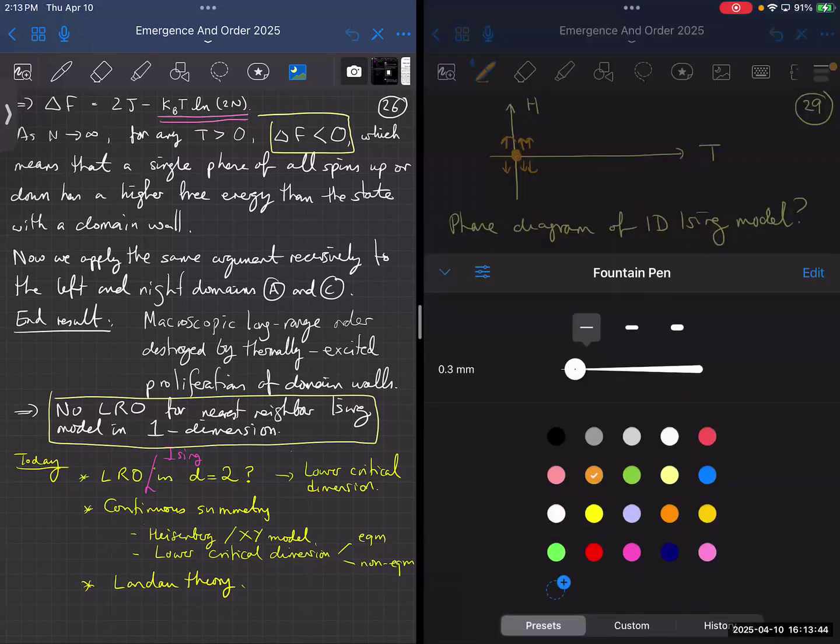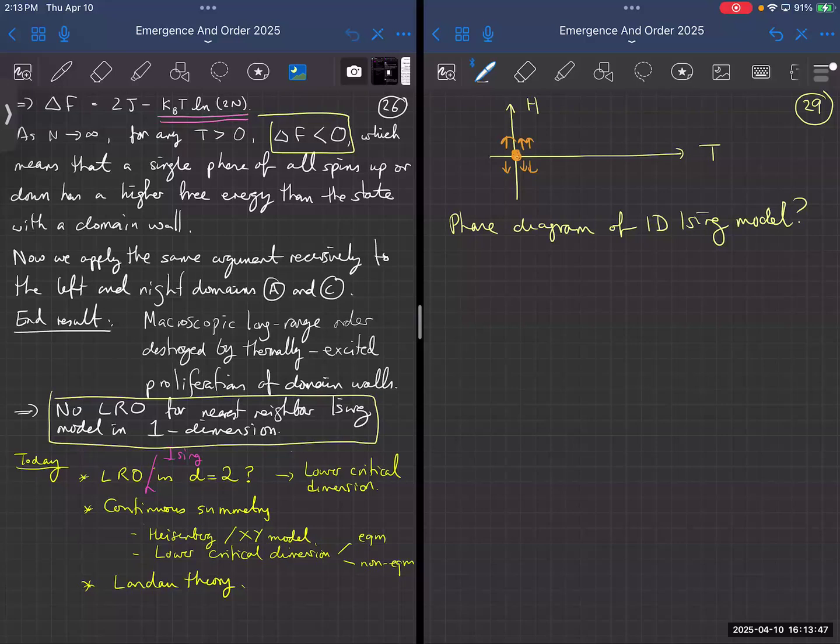So what it means is, if I go across this line here, I'm going to draw it like that. Remember the magnetization: the magnetization per spin, which is m, is +1 if h is going to 0 from above, and it's -1 when h is going to 0 from below. So there's a discontinuity in the magnetization.